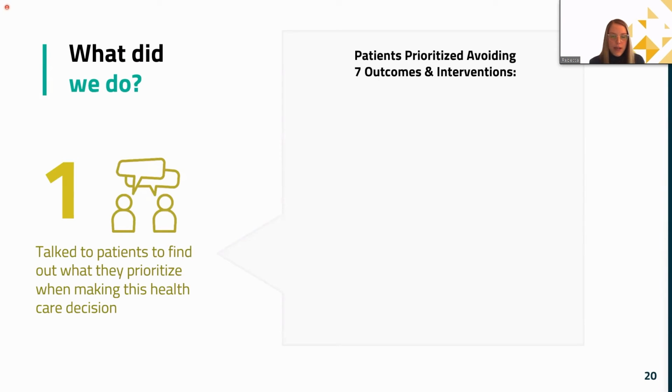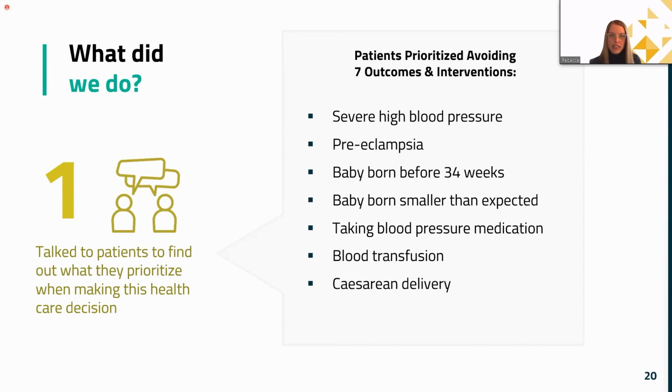So when we spoke to patients, what we heard was that they prioritized avoiding 7 different outcomes and interventions. And these are those 7 interventions and outcomes: severe high blood pressure, preeclampsia, a baby being born before 34 weeks, a baby being born smaller than expected, taking blood pressure medication, receiving a blood transfusion, and having a cesarean delivery.